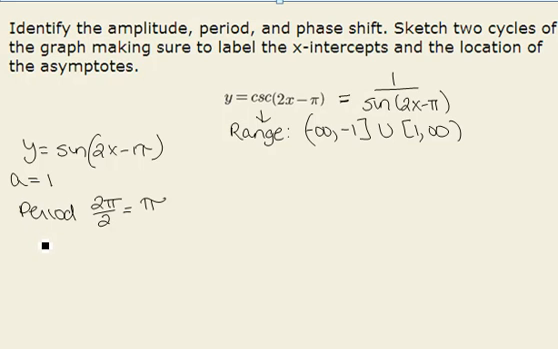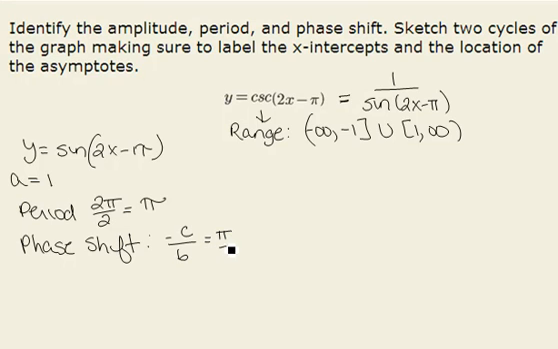Our phase shift is given by the opposite of c over b, which is pi over 2, making sense that our graph was shifted to the right.